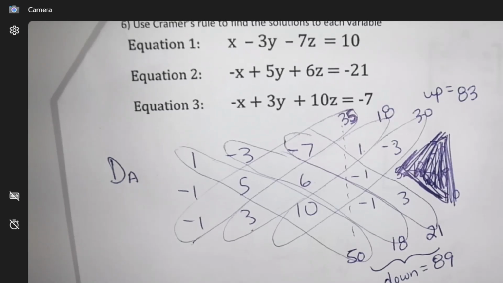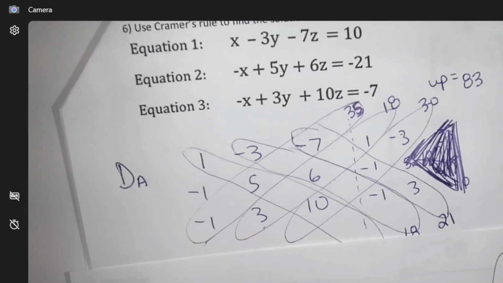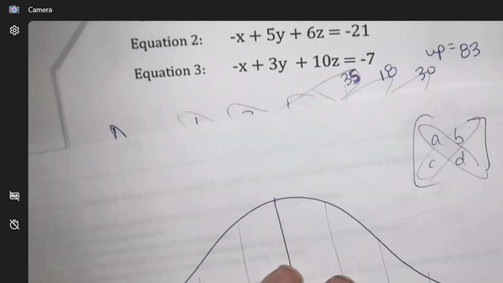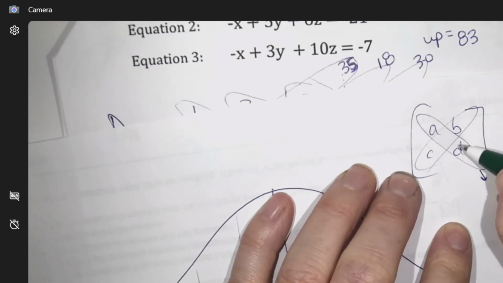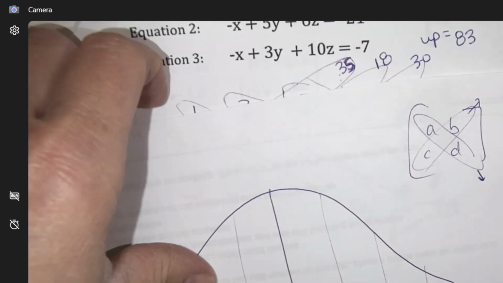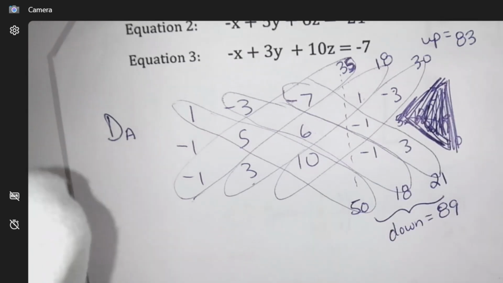So a 2 by 2 is a lot easier. A 2 by 2 is just this minus this. That's all a 2 by 2 is, right? Just you only have 2. That's nice and easy. Okay.